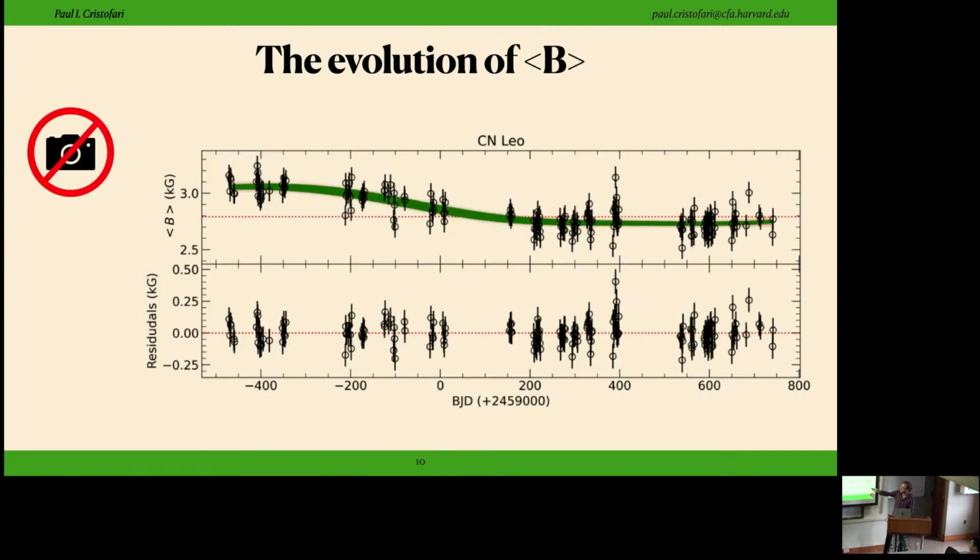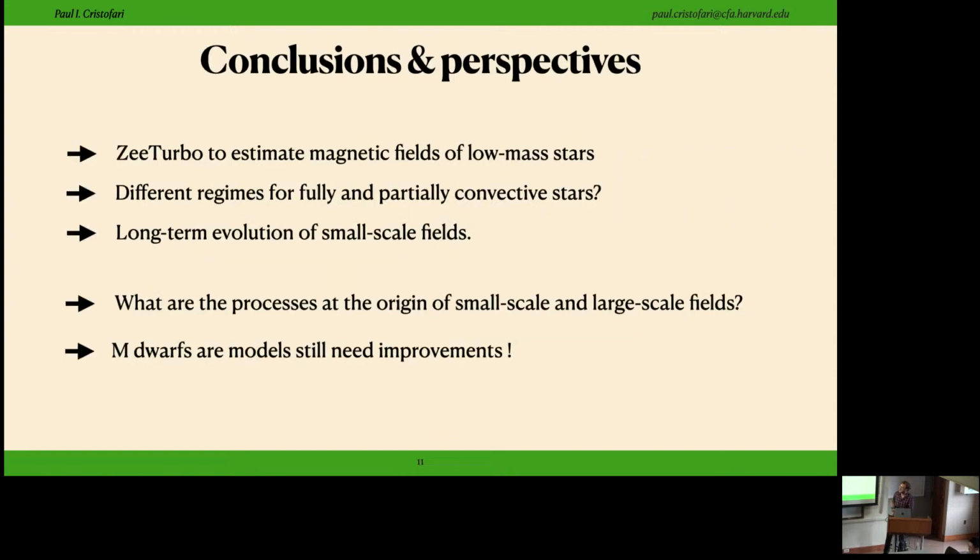Another thing, we've noticed that for some other stars, the field decreases completely over time, over the course of several years. So that also is interesting. And I will just leave you with my bullet points here and take any questions if you have some.